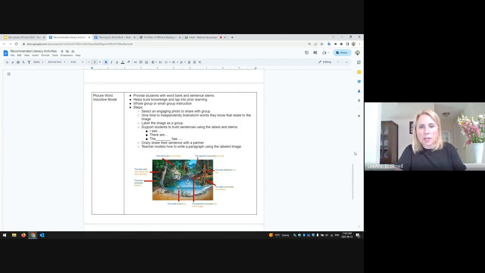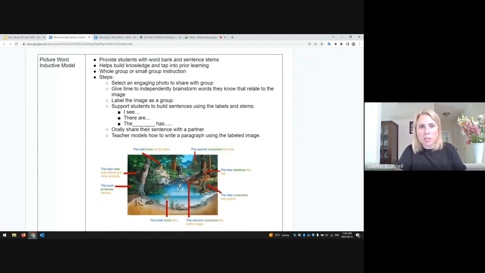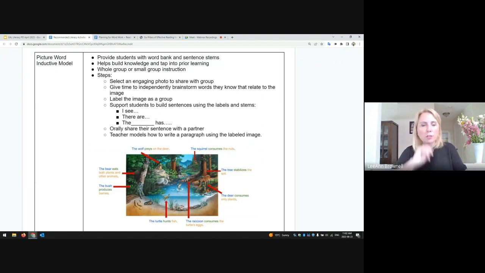Again, along with the language experience approach, this is another one of my favorites. So you're going to take a visual and you're going to give students a word bank and provide them maybe with sentence stems. And so you're going to label the image together. So you would start with literally just labeling, I guess, the objects in your picture. So you can see this is color coded. So starting with blue, those would be the nouns. We talk about the wolf, the bear, the bush, the turtle, etc. And then you're going to build on those.